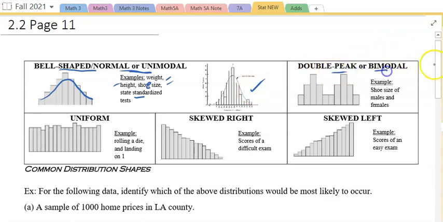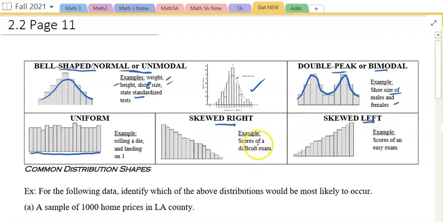A double peak or bimodal is something that has 2 peaks. I'll give an example of that: shoe size of males and females. Uniform, that's when you have the distribution looking alike, kind of like rolling a die. Well, you roll a die, the chances of getting each one of those is identical. Skewed to the right, something we're going to focus on, and skewed to the left.